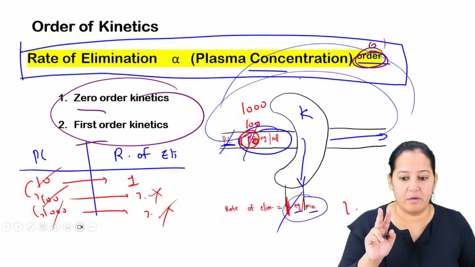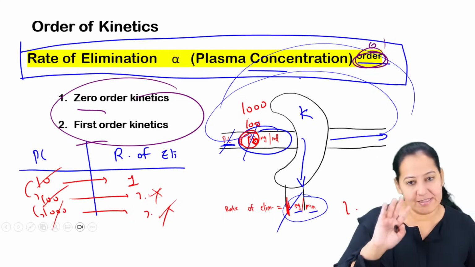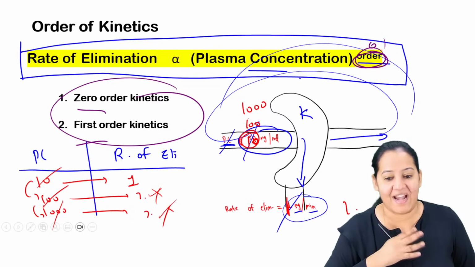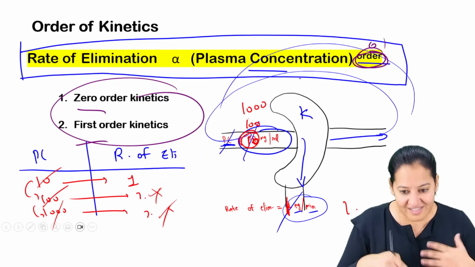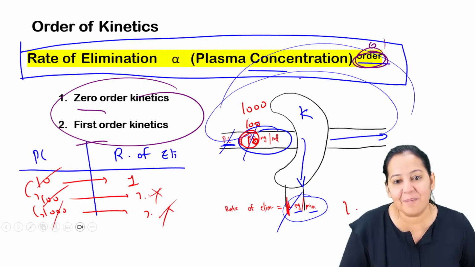Drugs follow two orders. Some drugs follow zero order. Some drugs follow first order. I will give you the list in the end, which follows zero and which follows first. First understand the meaning. Bhai, meaning to samjho. Matlab kya hai zero order?